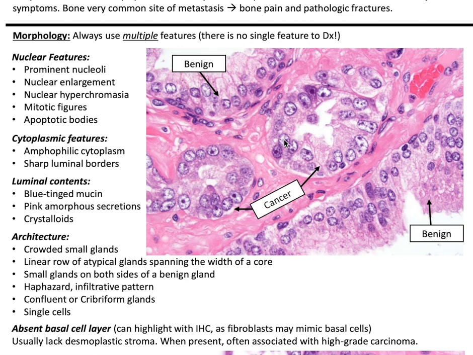If you see architectural atypia, you want to zoom in closer. Then you want to see, is the cytoplasm amphophilic? Are there sharp, cookie-cutter-like luminal borders like the ones you see in DCIS? Are there blue-tinged mucin, pink amorphous secretions, crystalloids? And then you look at the nuclear detail. Are there prominent nucleoli? Is there nuclear enlargement, hyperchromasia? Are there any mitoses, apoptotic bodies?